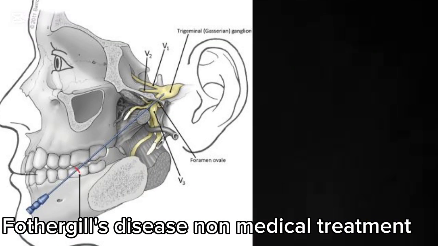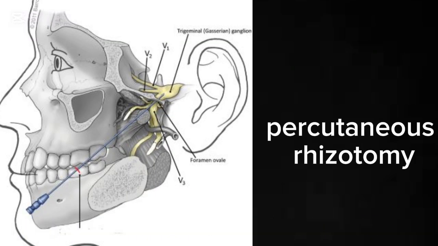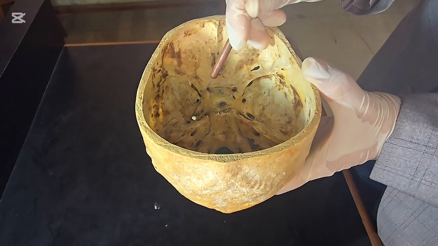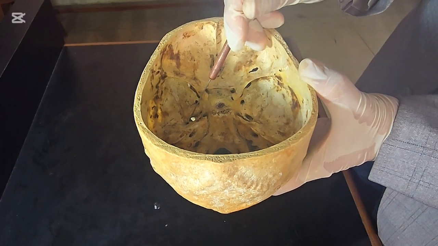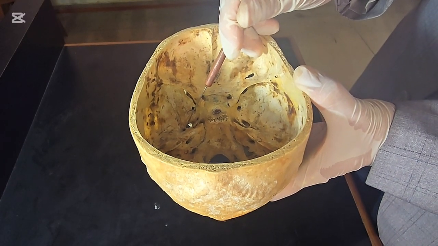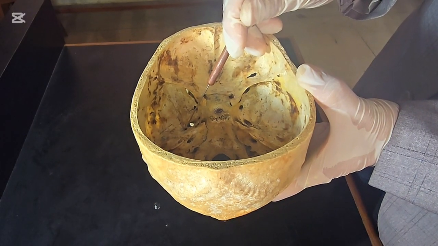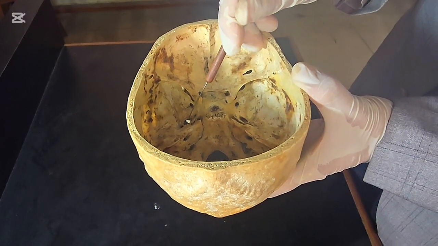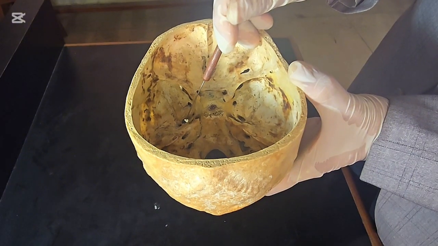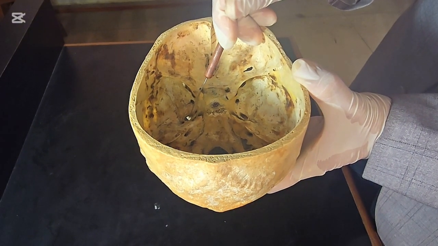radiofrequency ablation, balloon compression, or glycerol injection can be carried out. The term rhizotomy is derived from the Greek term rhiza, which means nerve root, and tomy means to cut. The foramen ovale can also be used as an entry point when carrying out this rhizotomy.